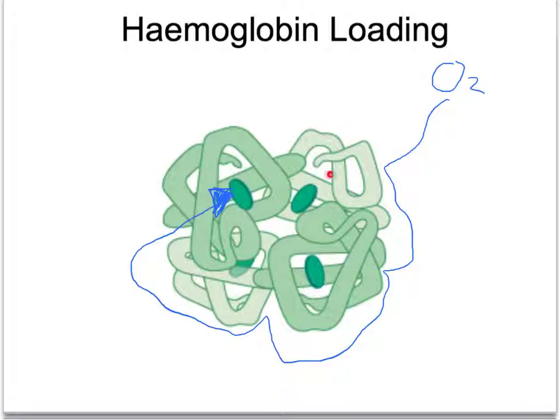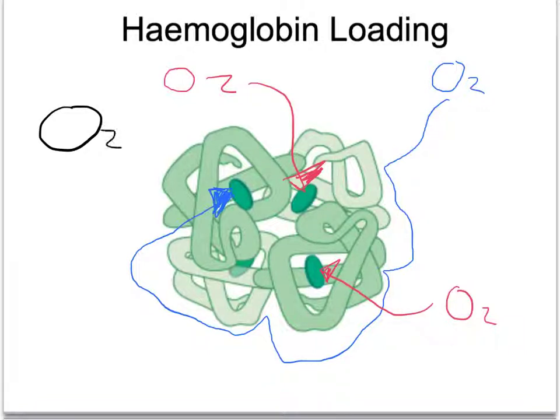Now what that does is it causes the tertiary structure of this hemoglobin molecule to change slightly, and it becomes less compact. What that does, it means it's easier for subsequent oxygen molecules to join, here and here. So we've now got a situation where in this hemoglobin molecule, 3 of the heme groups have got an oxygen attached to them. The problem comes though with the 4th oxygen molecule.